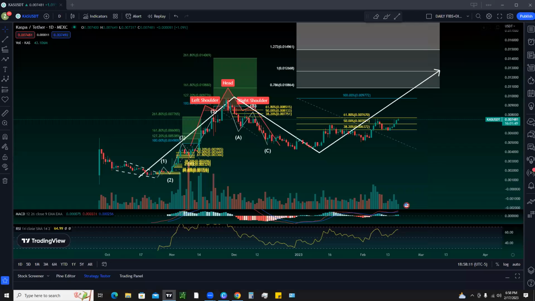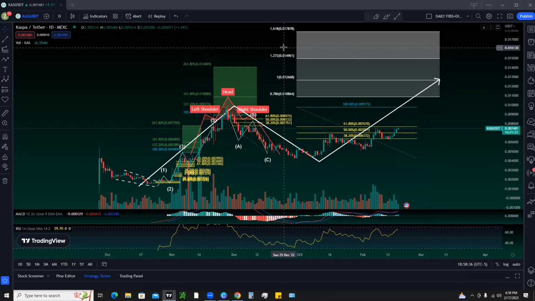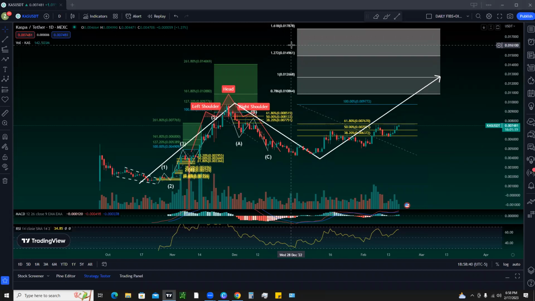So if you take a look, we're on the daily chart for Kaspa, and it may look like there's a lot on here. I'm going to break it down for you guys simply. We're looking for a three-wave structure, okay, a large three-wave structure to take us up here to about 0.12668. Now, there is the potential that we could go higher than that, all right? We have some other bullish price targets of 0.0149 as well as 0.017878. But there's a lot of work to be done before we get there.